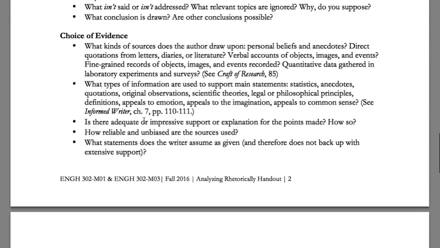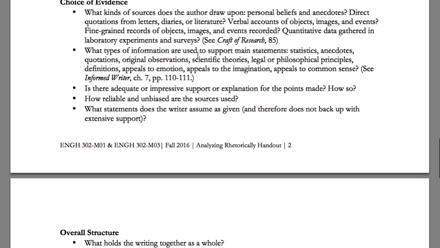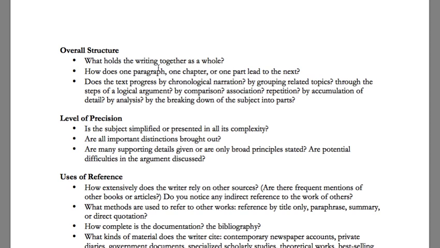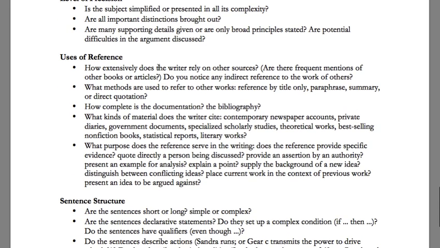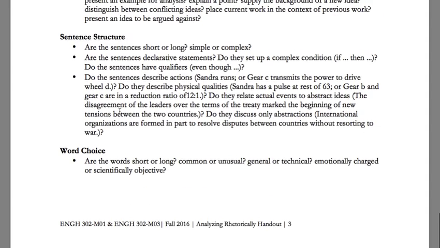Kinds of evidence that get used. Is it personal belief and anecdotes, direct quotations from letters, diaries, literature? Is it quantitative data gathered in laboratory experiments and surveys? How is this information used to support the main idea? Statistics, anecdotes, appeals to common sense, appeals to the imagination. What's the structure? How does the structure of the piece hold together? Again, issue questions, levels of precision, the use of references, sentence structure, word choice again.